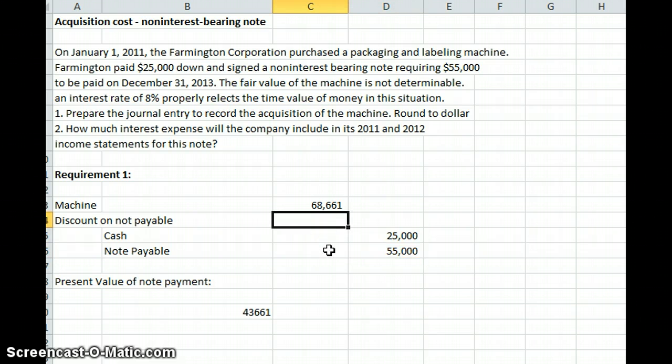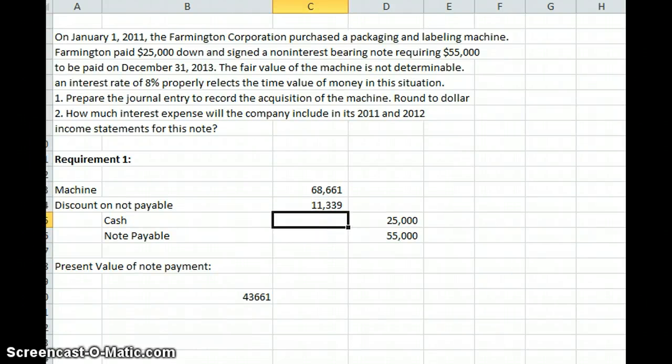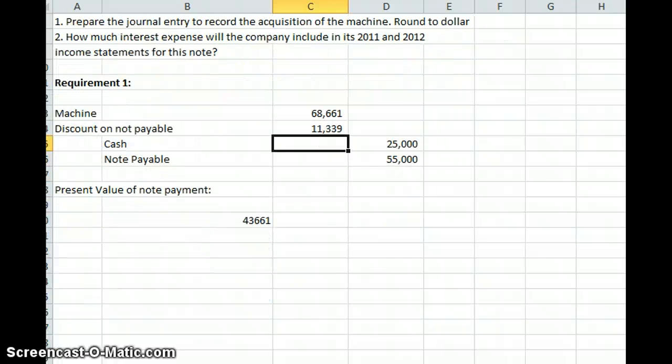Okay, the difference, we know our account has to balance, so it's going to be equal our 80,000 total given, and the value of our machine is 68,661. So my discount on note payable is going to be 11,339. So that's going to be my journal entry. Again, we're allocating what part of our entry is for the cost of the machine, and what part of it is the discount on the notes payable, because it's a non-interest bearing note.